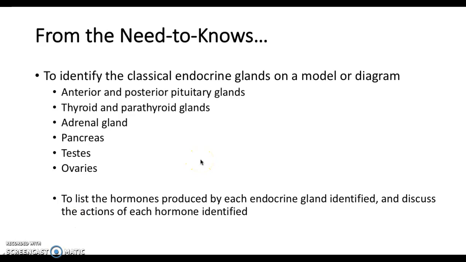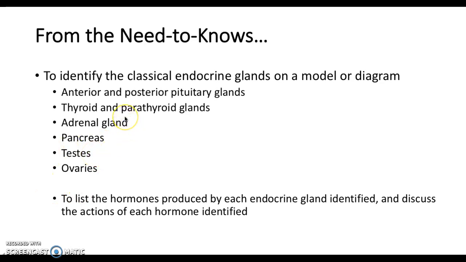From the need to knows, the objective of this short video is to identify the classical endocrine glands on a model or a diagram. Now, I don't have any images of models here, so I'll be using a diagram. However, the torso models and the other models that we have in the lab are very, very clear. The organs that you are going to identify will be the thyroid and the parathyroid glands, the adrenal gland, the pancreas, and then the gonads, the testes and the ovaries.